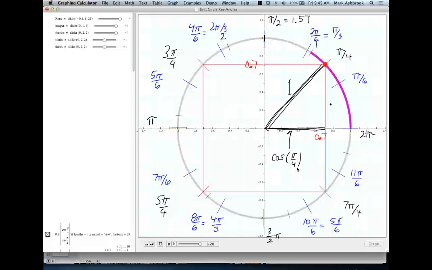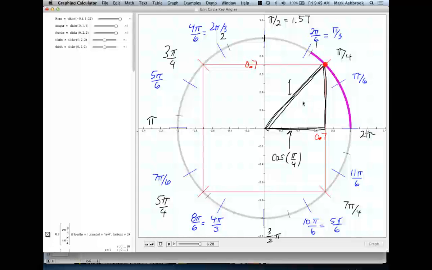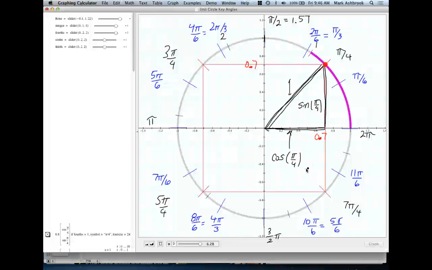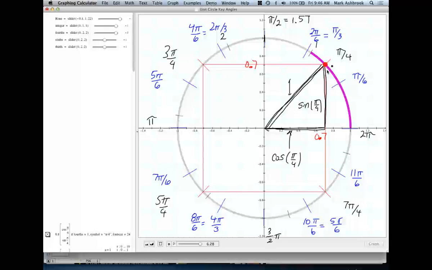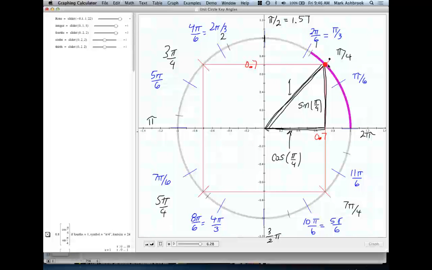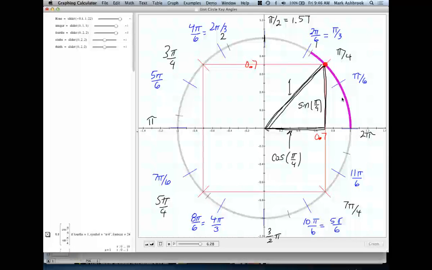And then up here, sine of pi over 4. It's the y-coordinate. But because of the symmetry of this, those are the same. You see? Those are the same because we are at pi over 4. We're halfway up to the top. So by symmetry, those are equal.